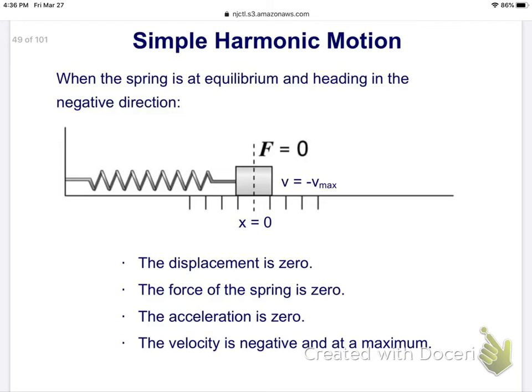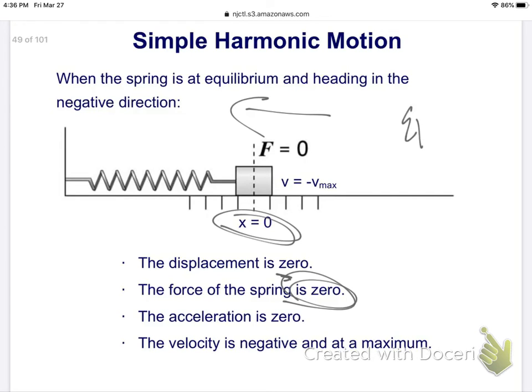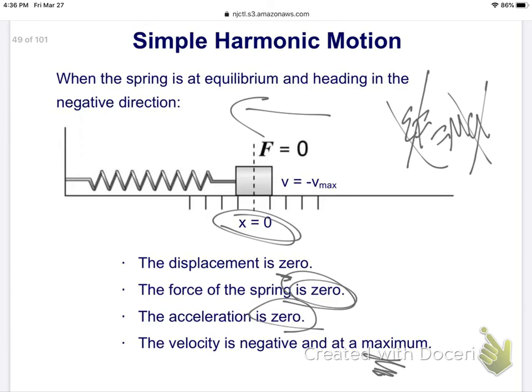Once again, we returned back to the equilibrium, but we're heading this way. The displacement obviously is 0 because we're at equilibrium. We're not stretching or compressing the spring anymore, so the force on the spring is 0. If there's no force, there's no acceleration, and the velocity is at its maximum value, but headed in the negative direction.